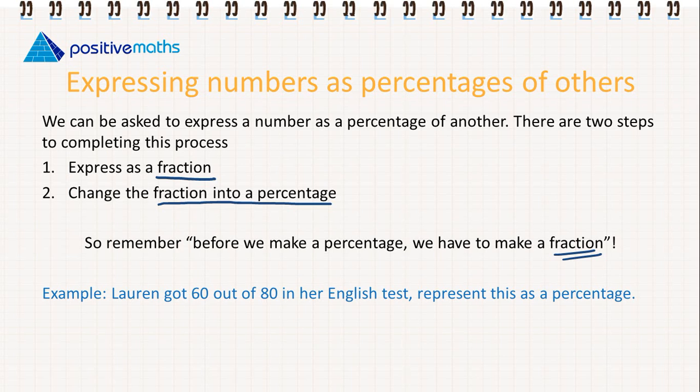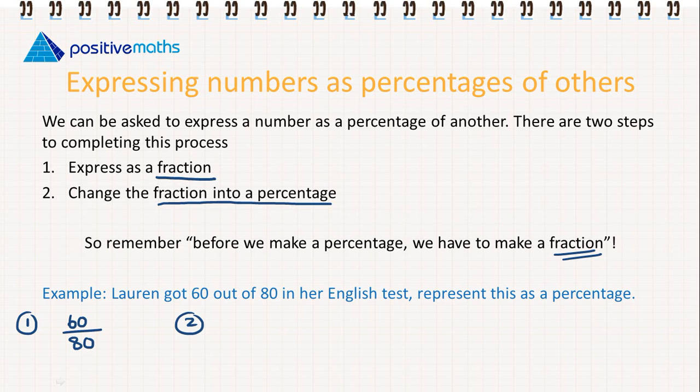So our example. Lauren got 60 out of 80 in her English test. Represent this as a percentage. So we write down she got 60 out of 80. So that's 60 over 80 is our fraction. We now need to change that into a percentage. So that's our step one.